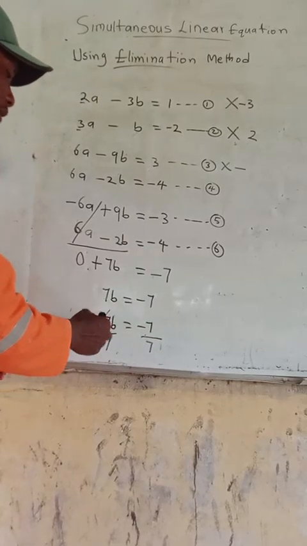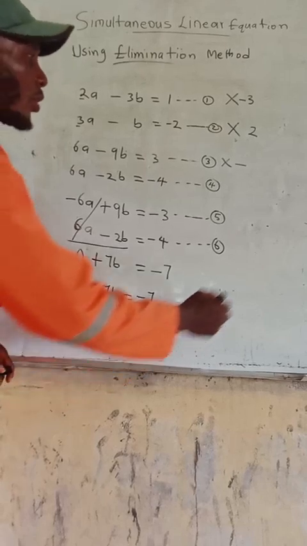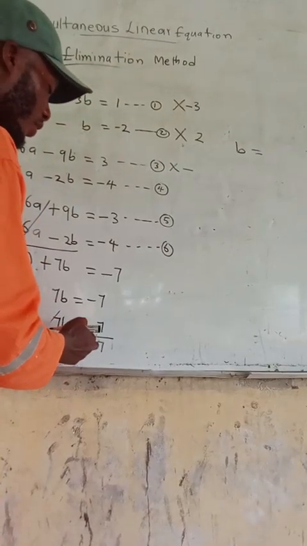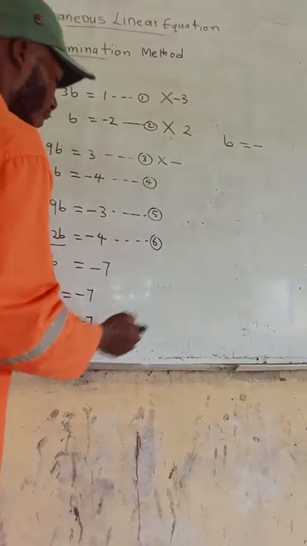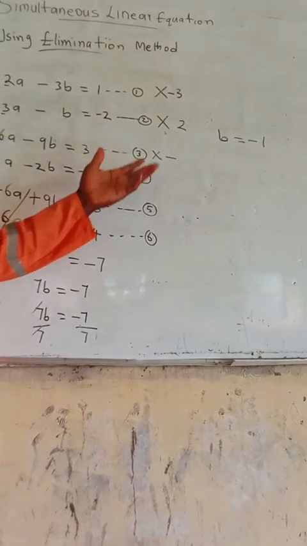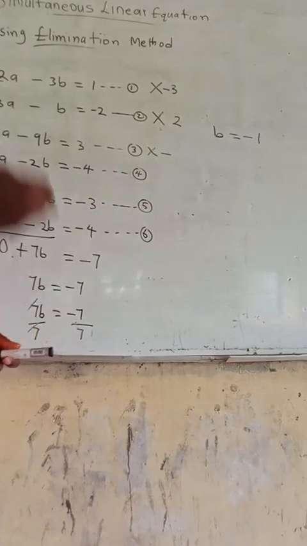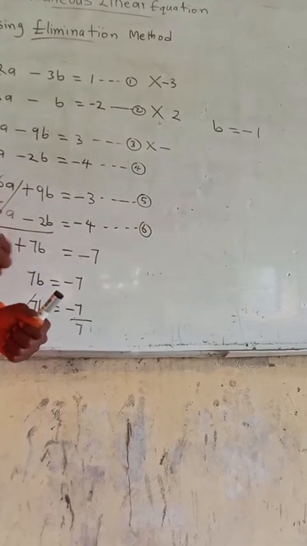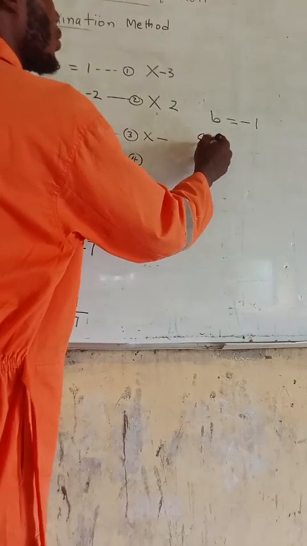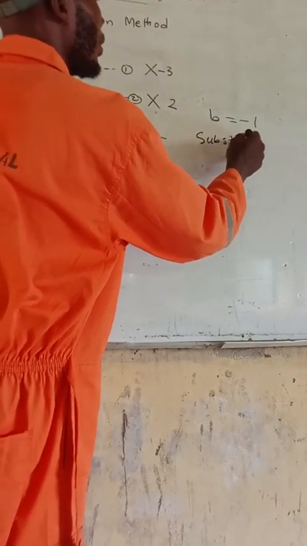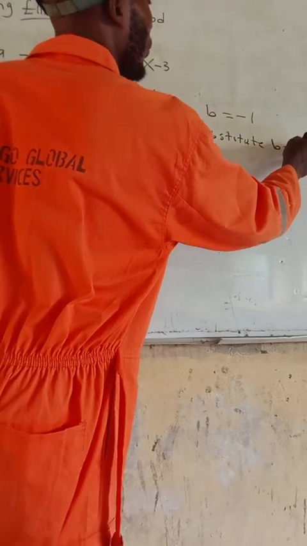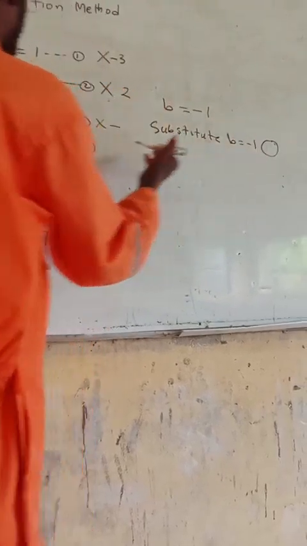So that 7 divided by 7 is 1. 1 times b is b, which is equal to minus 7 divided by 7, which is minus 1. From this, you substitute the value of b in the other equation. So at this point, we'll say substitute b, which is minus 1, into any of the equations.